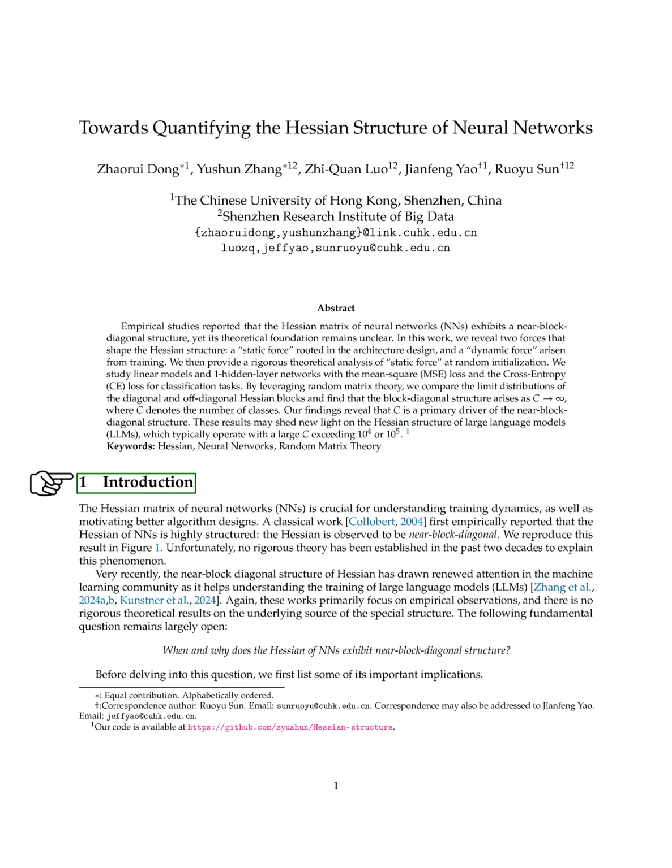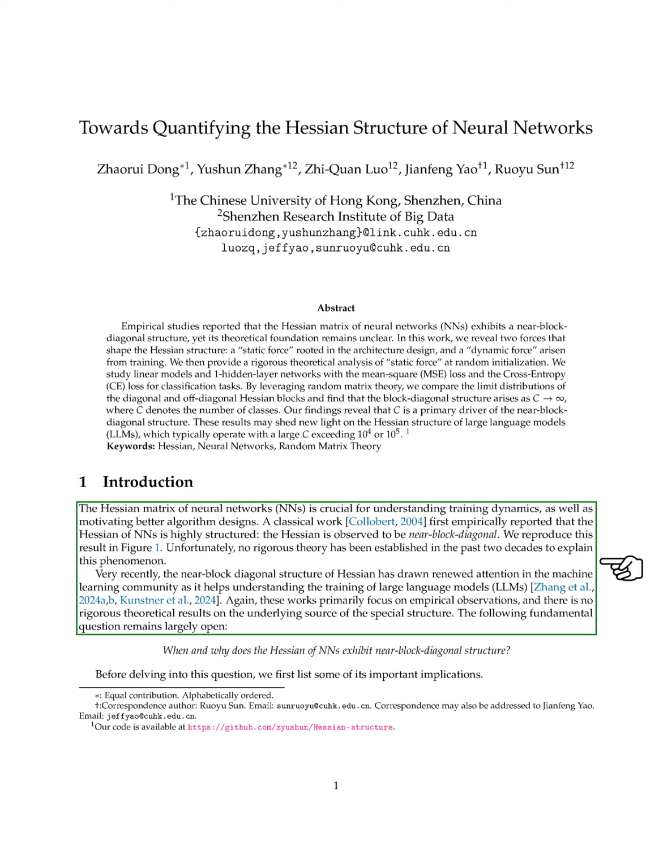Section: Introduction. In this section, we discuss the importance of the Hessian matrix in neural networks for understanding training dynamics and improving algorithm designs. Previous studies have shown that the Hessian tends to have a near-block diagonal structure, a finding we also confirm. However, there has been a lack of rigorous theoretical explanations for this phenomenon over the past 2 decades. Recently, this structure has gained attention in the machine learning field, particularly regarding large language models, but again, most insights are based on empirical observations without solid theoretical backing.